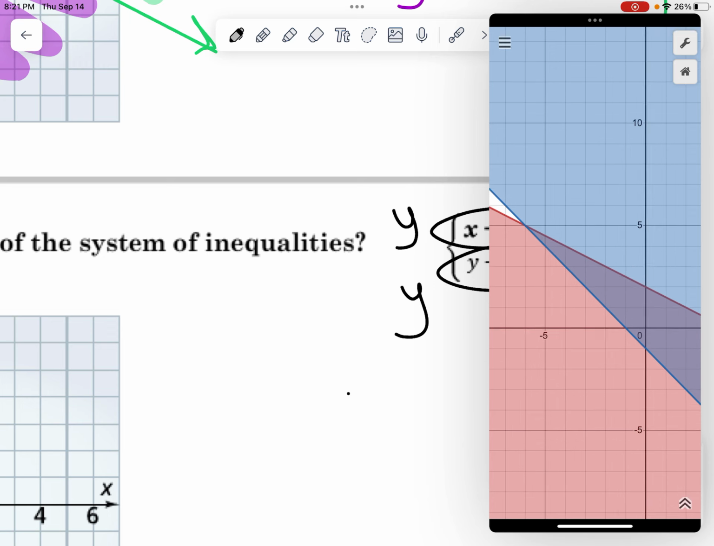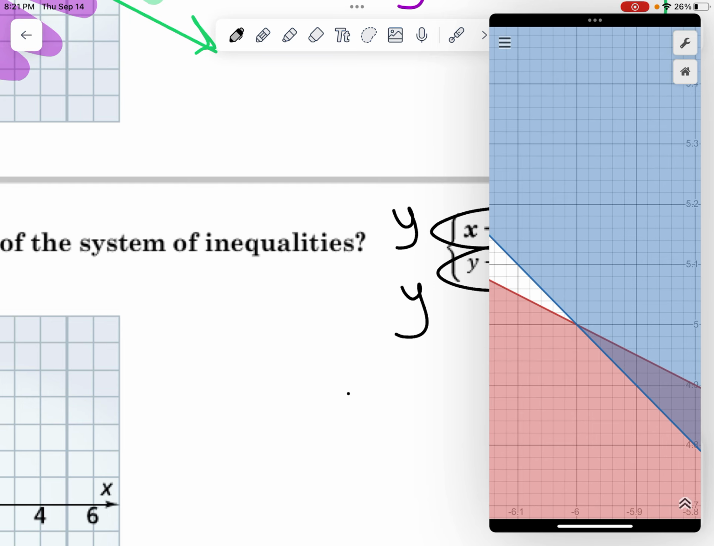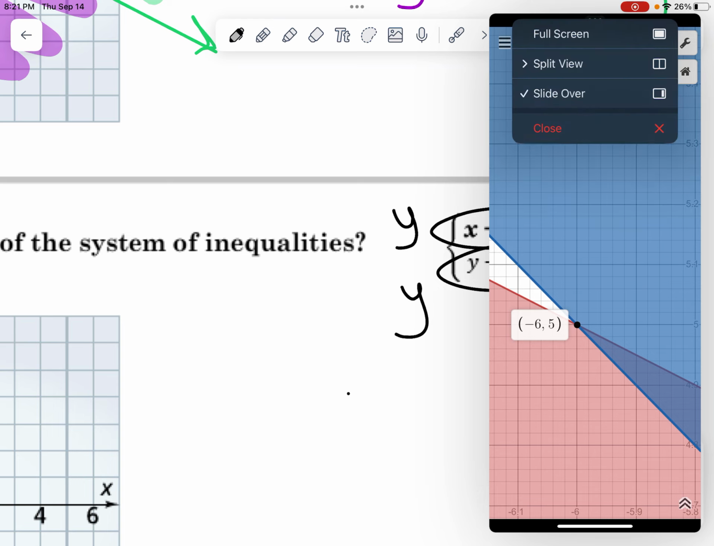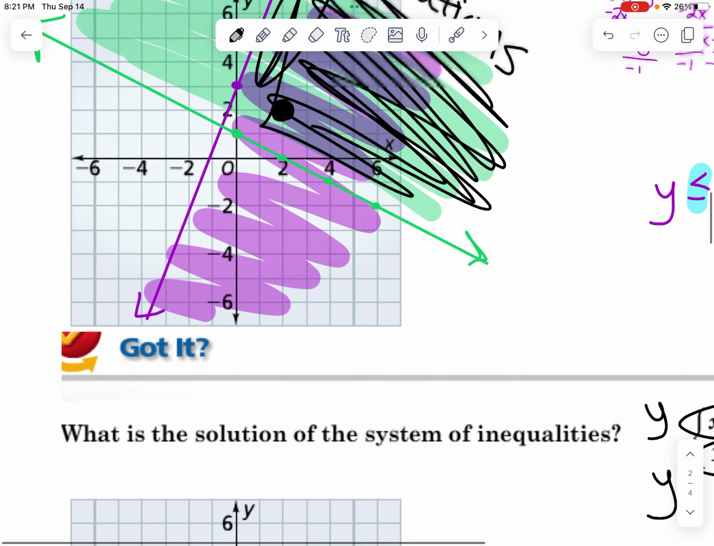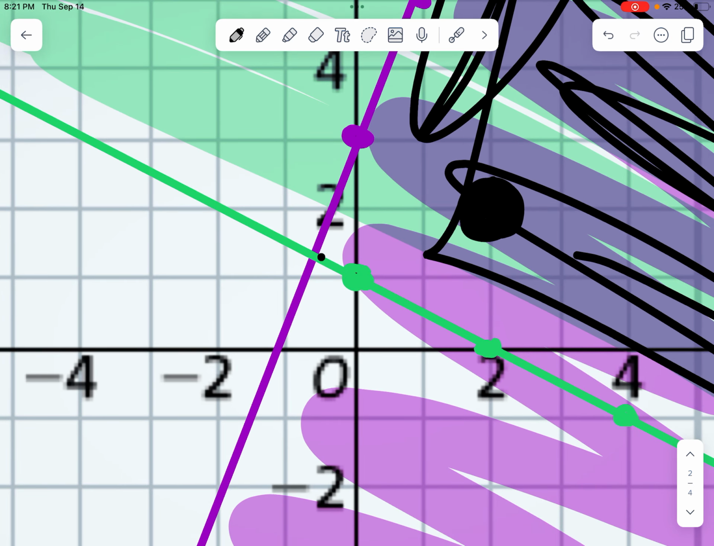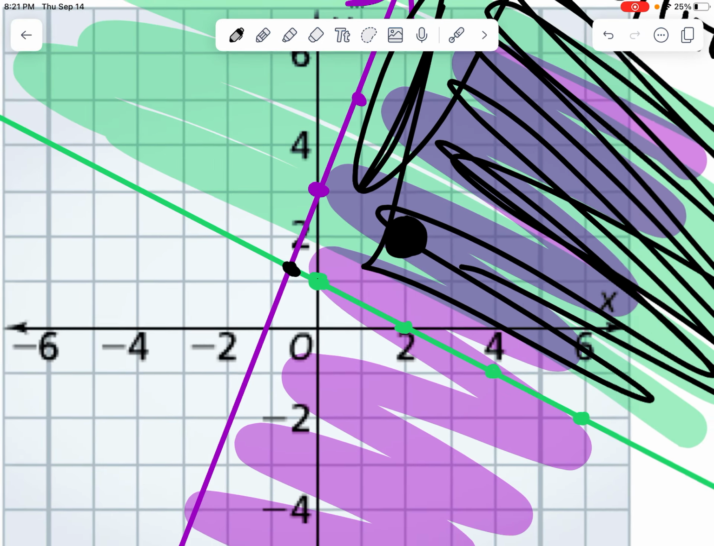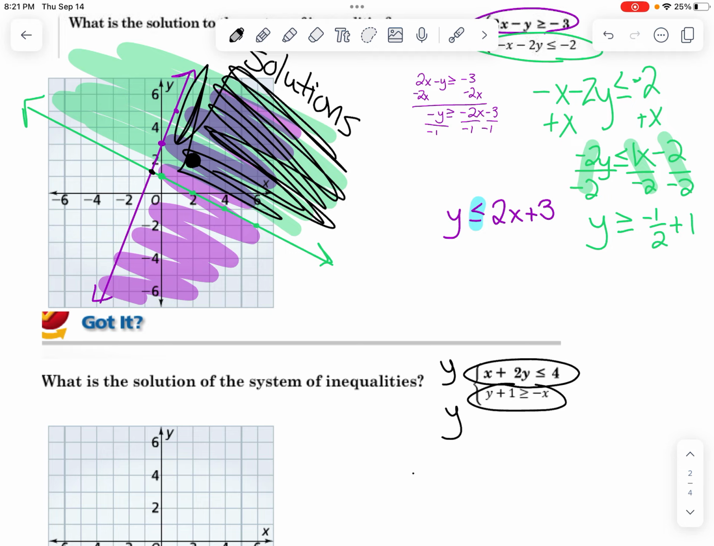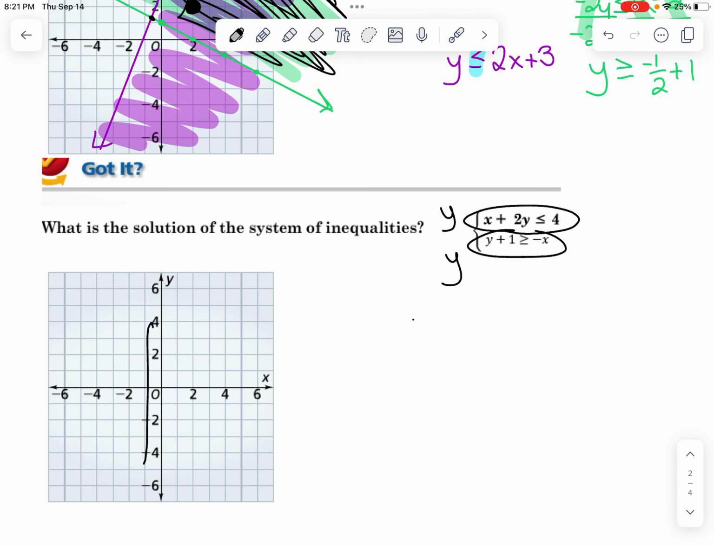FYI, some kids think that it has to meet at a perfect point, like this one meets at a perfect negative 6 and a perfect 5. That is most definitely not the case. They can meet anywhere. Like see this one? These meet at a very random spot, and that's okay. This solution is a solution because it's in the double shaded area, but I don't know what it is. It's a random decimal, probably. I'd have to solve it to see.